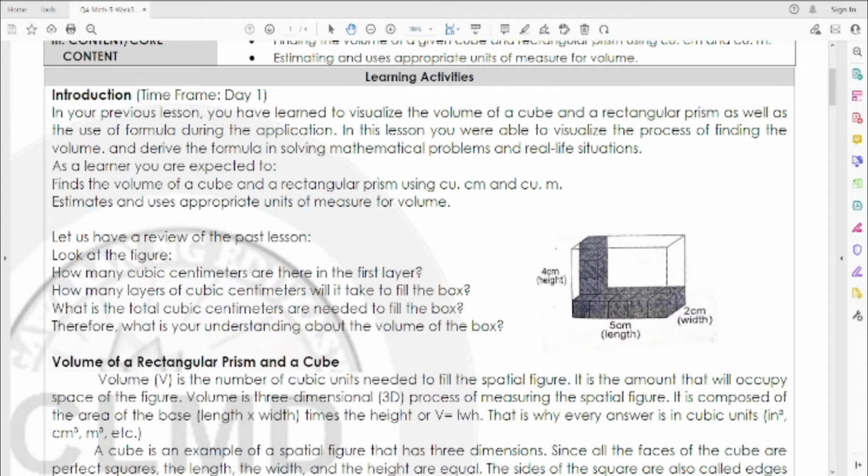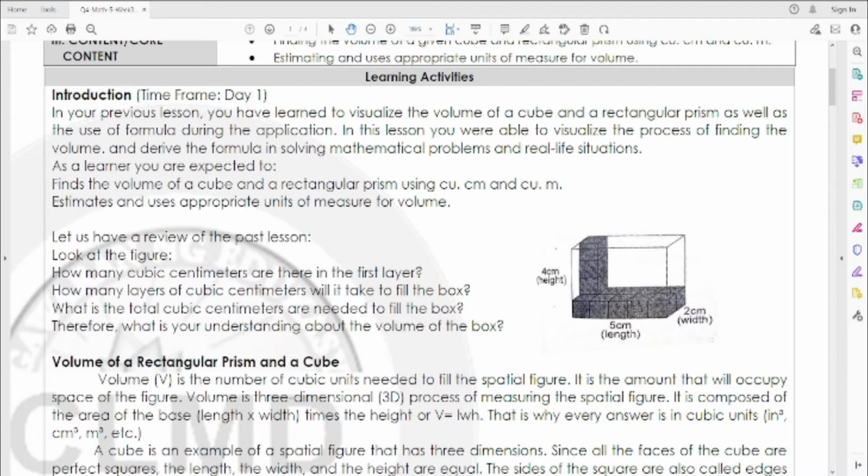So you may look at the first layer of this figure and how many cubic centimeters are there. Next, how many layers of cubic centimeter will it take to fill the box? So we have the first layer, second layer, third layer, fourth layer. So you may now think how many layers of cubic centimeter will it take to fill the box.